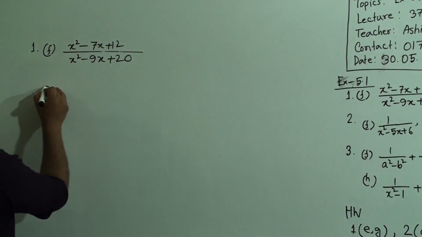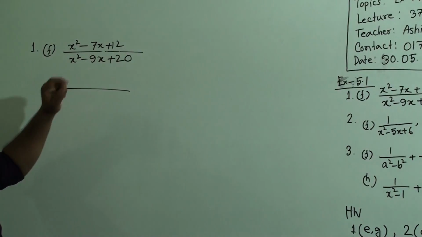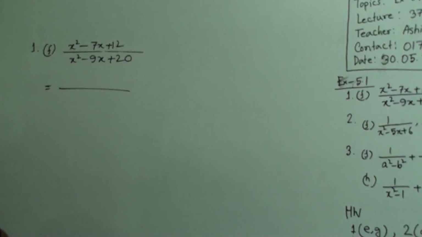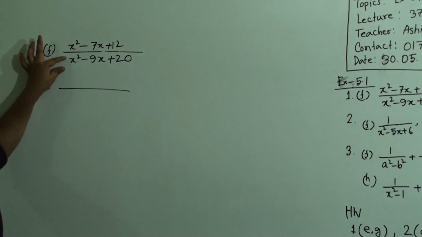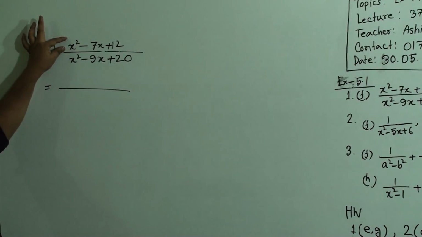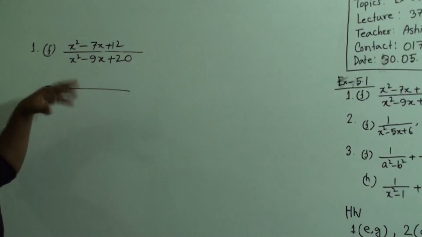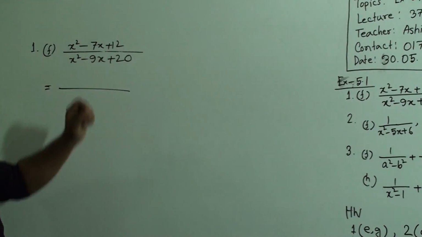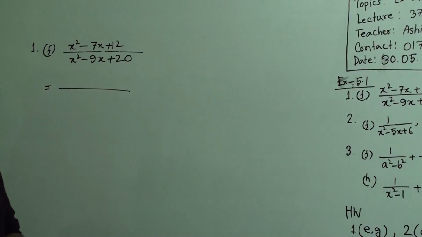So dear student, please notice here x square minus 7x plus 12, here x square minus 9x plus 20. At first we convert the numerator and denominator into factors. These expressions are given. We want to convert this numerator and denominator into factors. Okay, how can we factor x square minus 7x plus 12? We know in this type of expression we use the middle term method to make it factors.